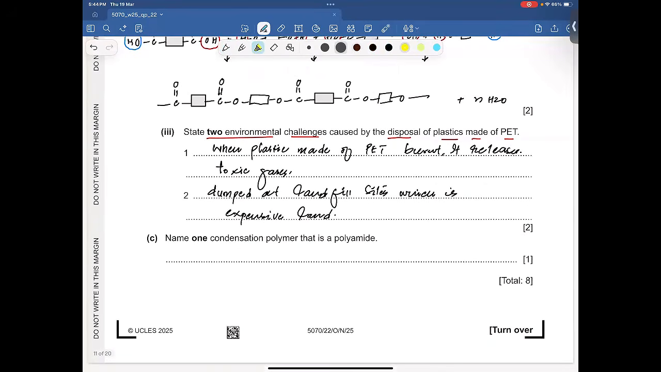Name one condensation polymer that is a polyamide: nylon. You can even write protein, but nylon is perfect. Okay. You can write protein also. That's the end of this question. Question number 7. Let's move on to question number 8.